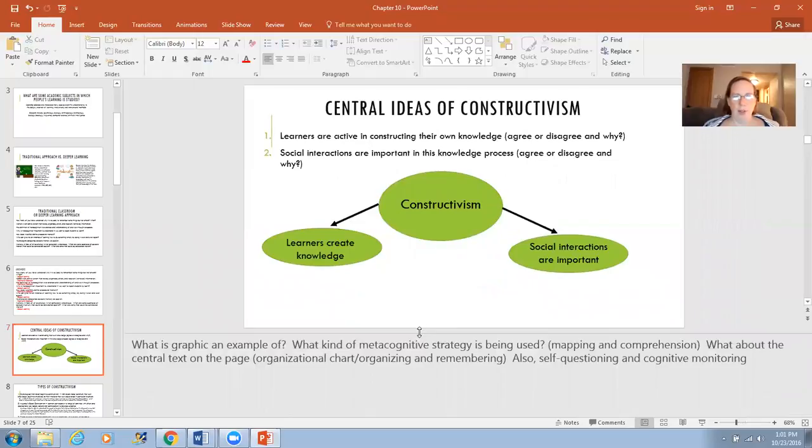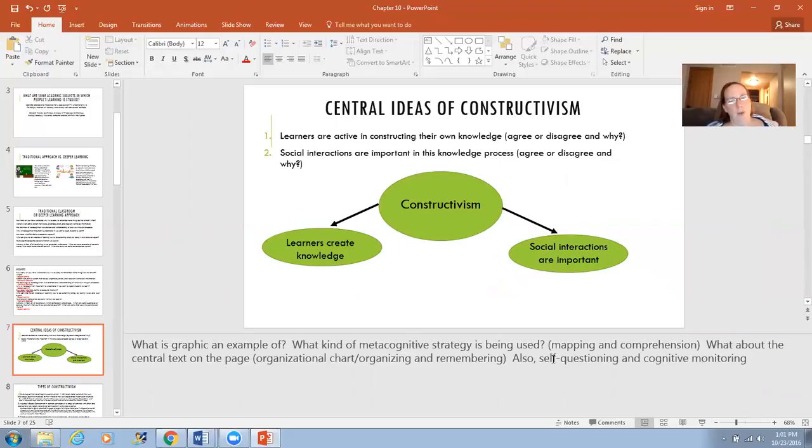So let me ask you this. What is this an example of? What kind of metacognitive strategy is being used? So obviously it's mapping. Okay, remember, we just covered this, mapping and comprehension. And what about the central text on the page? It is an organizational chart, organizing and remembering.